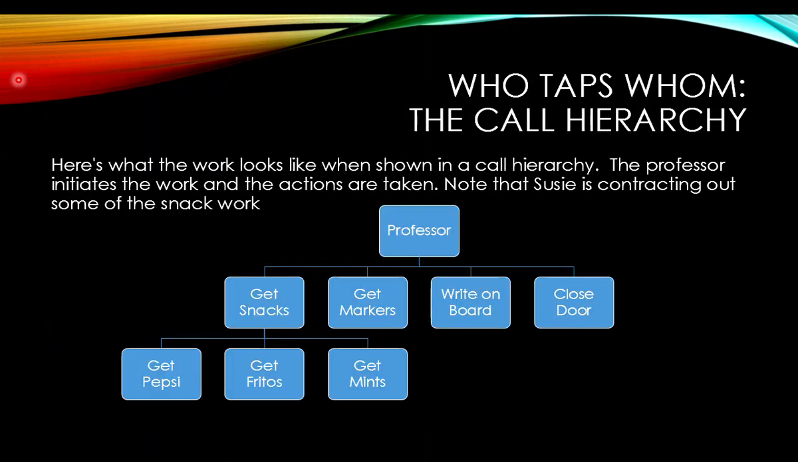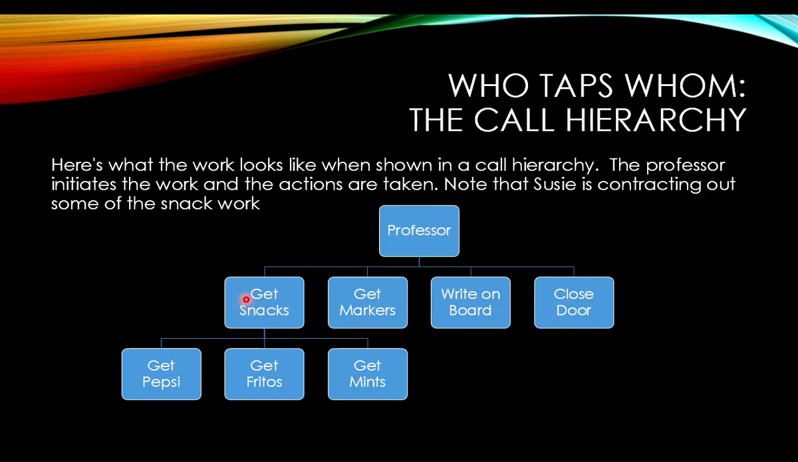So now let's look at this in a slightly different light, and understand exactly the order in which things are going to happen, because we now understand clearly that one thing can happen at a time. So we draw things in a call hierarchy, and that shows who calls whom. The professor calls get snacks. He calls get markers. He calls write on board, and he calls close the door. These are the helpers that the professor is aware of and is going to call.